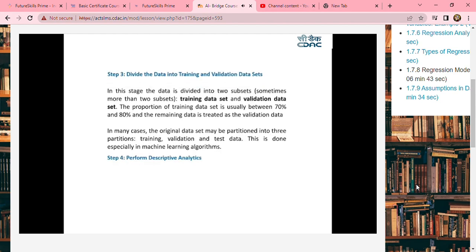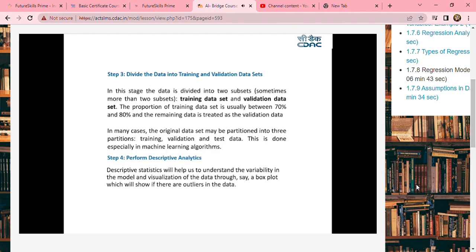Coming to the third step, which is to divide the data into training and validation. Generally, we divide the data into train and test sets in order to see whether the model performs well on new data. There is no thumb rule for the training and test set. Generally, it is 80-20 or 70-30, depending on how big your data is.